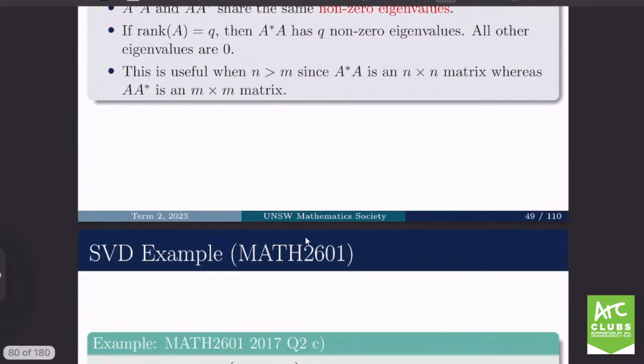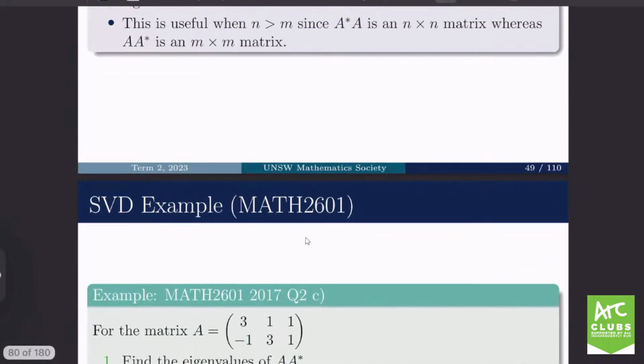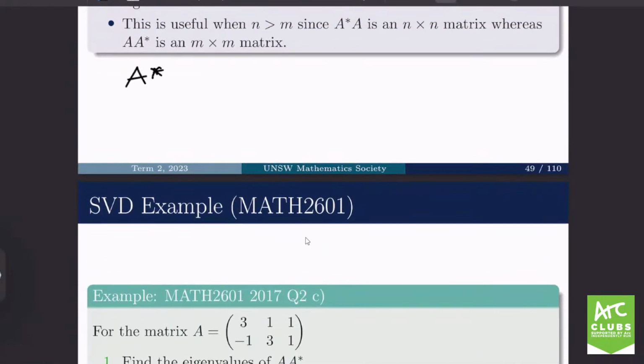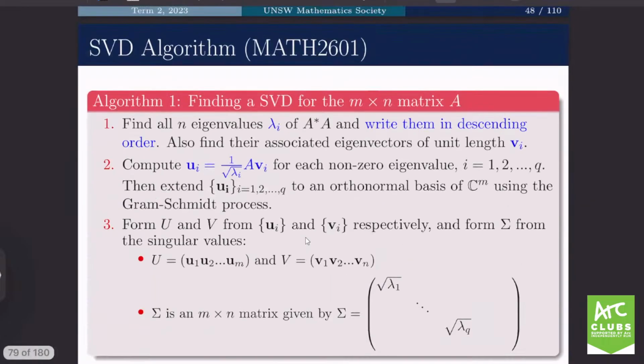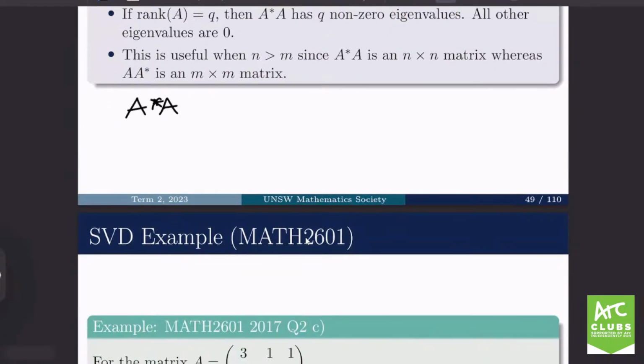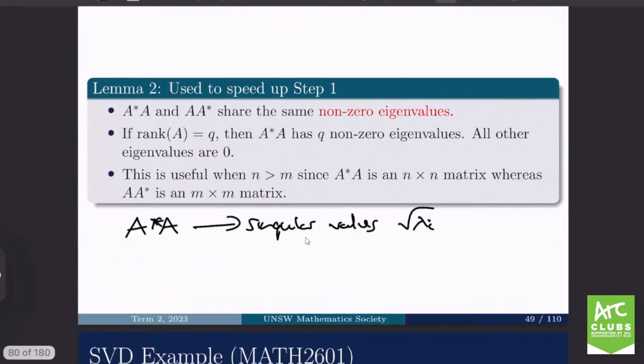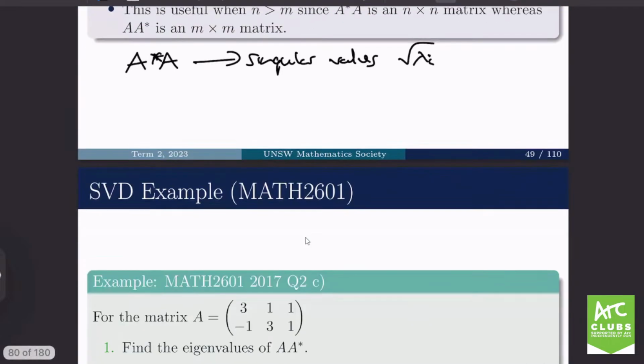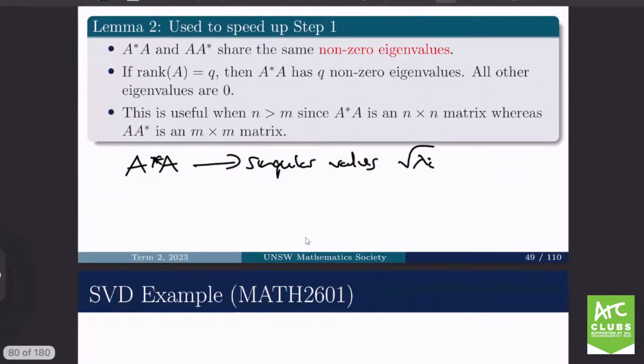So I'll explain that like this. The goal is to find the eigenvalues of A star A. Okay, you can see that that's the important thing for the algorithm, because this will give us our singular values, the square roots of the eigenvalues, okay? Now the question is, this is sort of a long process. You can see that finding eigenvalues can be a bit tedious, right? So the question is, how do we speed this up?